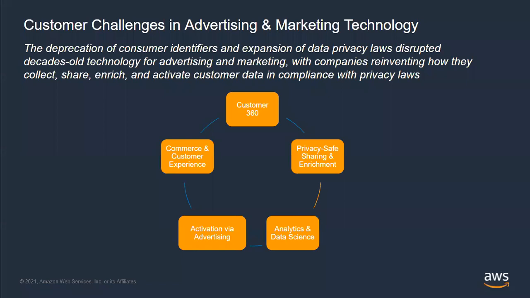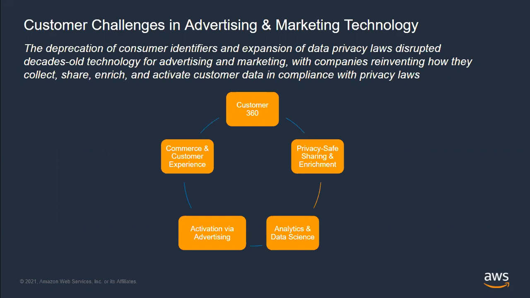Privacy-safe data sharing and enablement: industry leaders are developing new interoperable standards and analytics capabilities to share cookie identifiers for personalized advertising measurement and attribution. Analytics and data science: there's exponential growth in data and new sovereignty laws, increased complexity for performing identity resolution, audience segmentation, inventory analysis, and attribution.